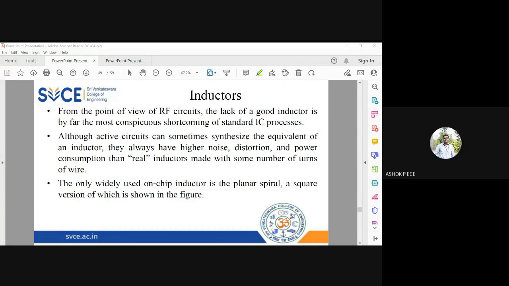Okay, we'll start the class. So we have been seeing about application of various devices at high frequency. So we'll continue with that. So today we are going to see about inductors.